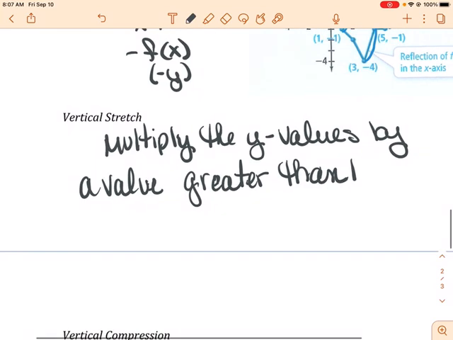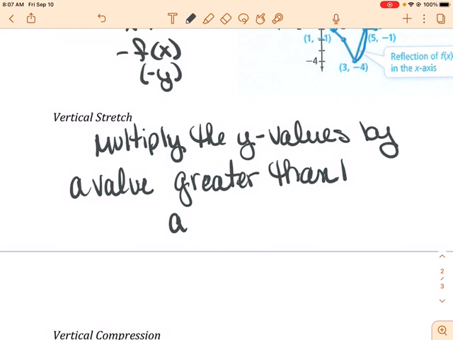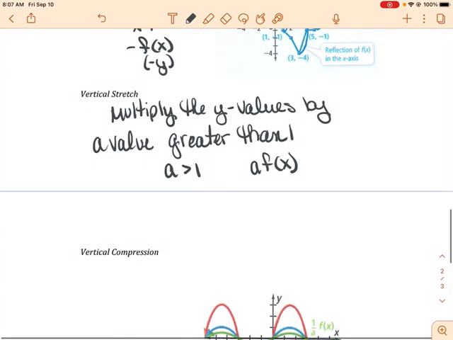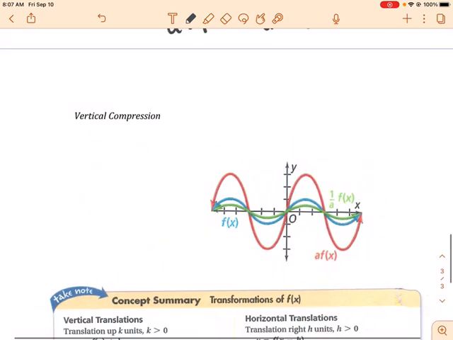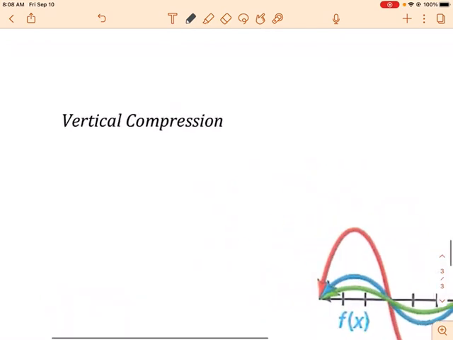So we're going to use the letter A here to represent this. So A is greater than 1. So this would be A times our function. If we look at this picture, the blue is the original. The coral, notice it's stretched. It pulled up. Now, that's called a vertical stretch. We're stretching the function.